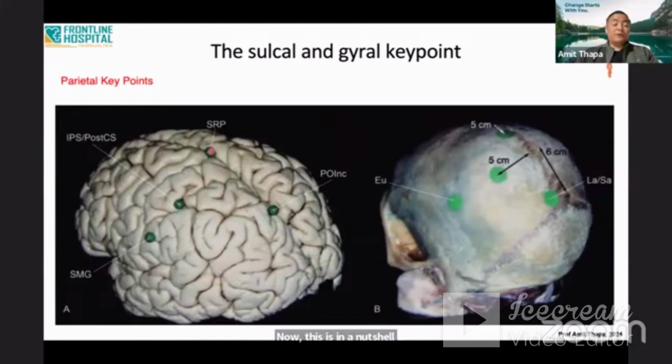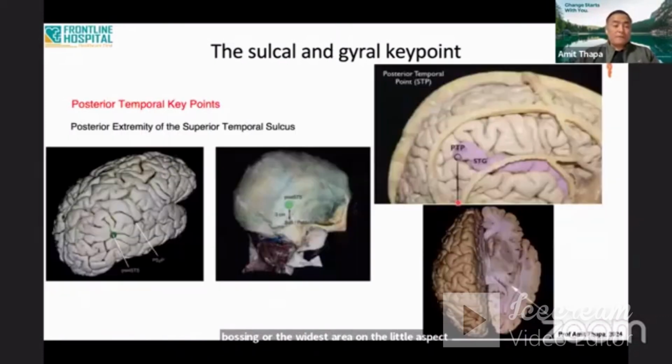Now, this is in a nutshell of these four parietal key points. So superior Rolandic point, which is 5 centimeter from the bregma, and then the parieto-occipital sulcus, which is at the intersection of the sagittal suture and the lambdoid suture, and then the intraparietal sulcus and the post-central sulcus intersection point, which is 6 centimeter from the bregma and 5 centimeter from the midline, and the supramarginal gyrus or the euryon, which is the parietal bossing or the widest area on the lateral aspect of the skull.